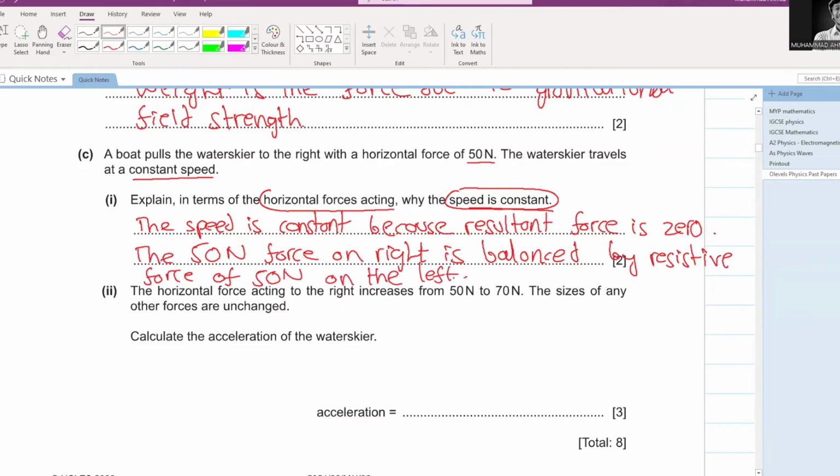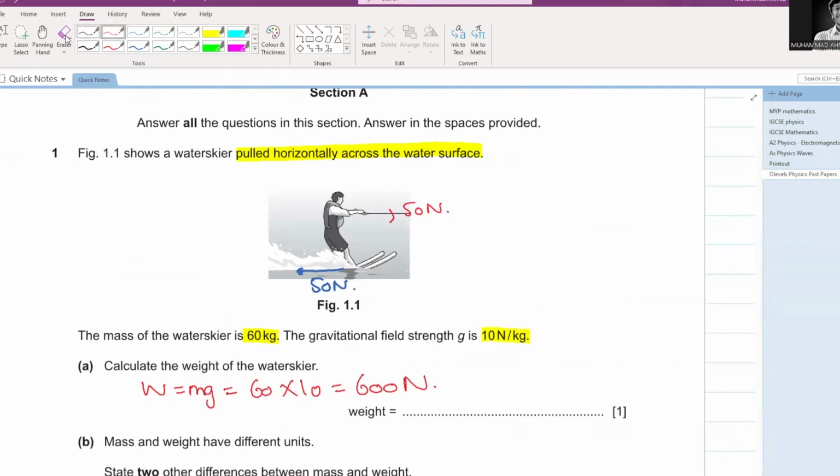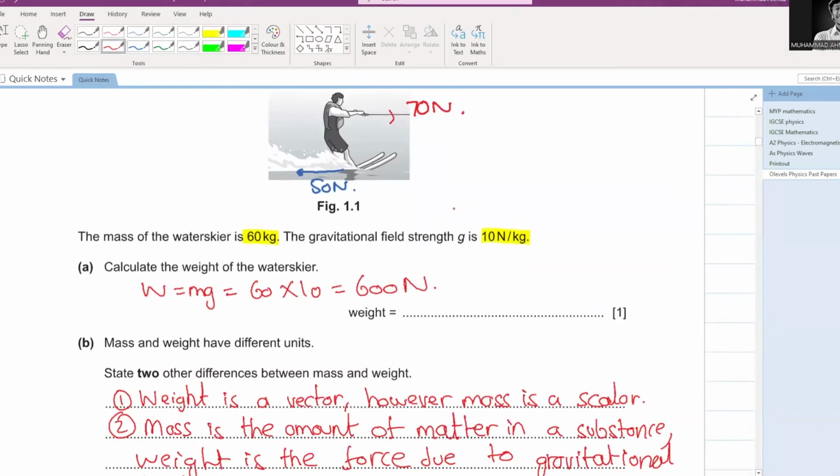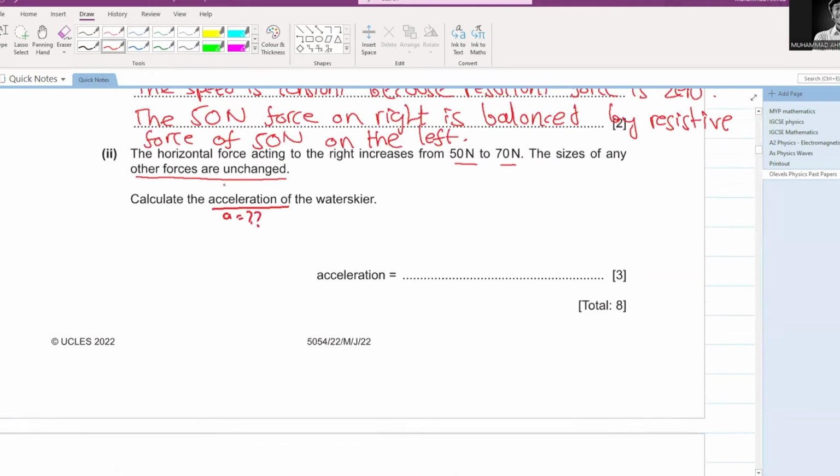The horizontal force acting on the right increases from 50 to 70 Newton. The size of other forces are unchanged. Now, beta, the force on the right has gone from 50 to 70. You have to calculate the acceleration of the water skier.